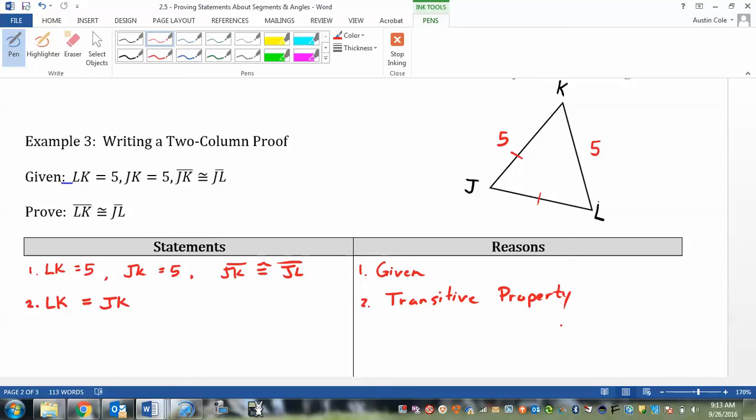Okay? Talk to the person next to you. What can we say now? Go. We can say that 5 equals 5 because of substitution. I think. I'm not for sure.